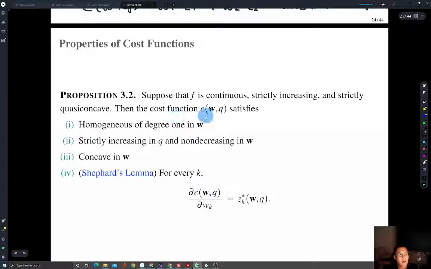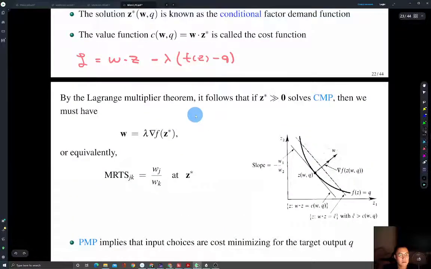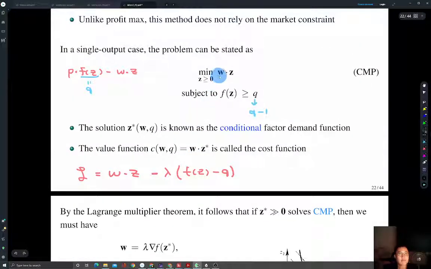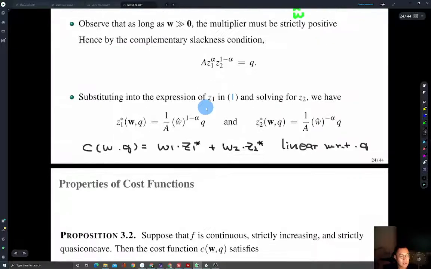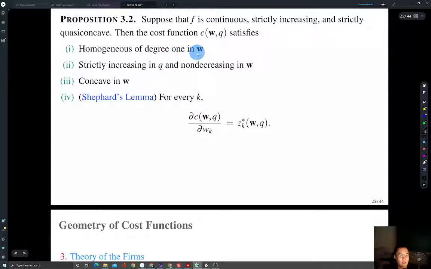So first, cost function is homogeneous of degree 1 in input price vectors. That is from the structure of the cost minimization problem, because the cost minimization problem is linear. So that is linear with respect to W. Okay, if we scale up W by alpha, the total cost will increase alpha fold. So cost function is homogeneous of degree 1 in W, and if we set the target quantity higher and higher, naturally the necessary cost is going to be strictly increasing. And with respect to input prices, it is non-decreasing.